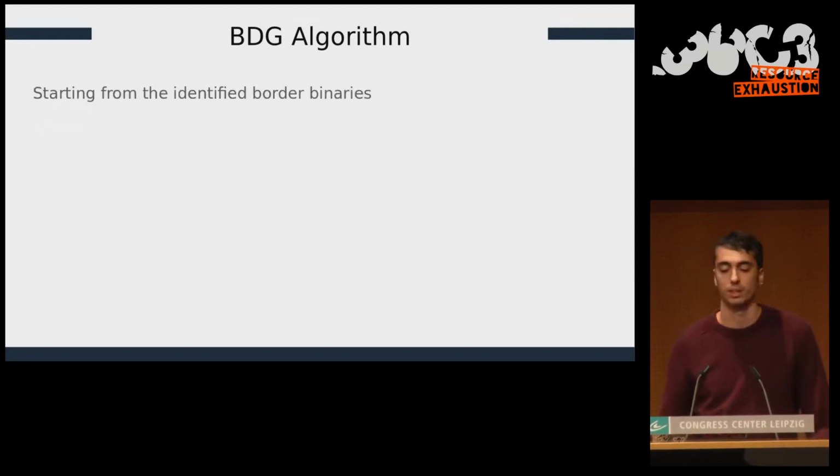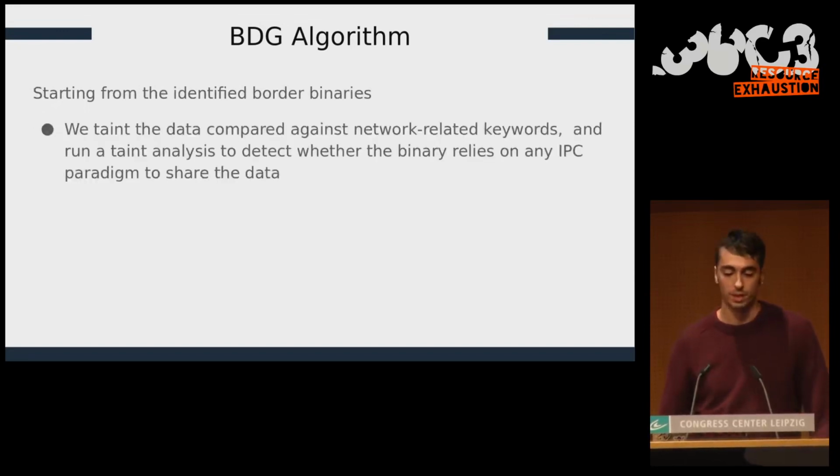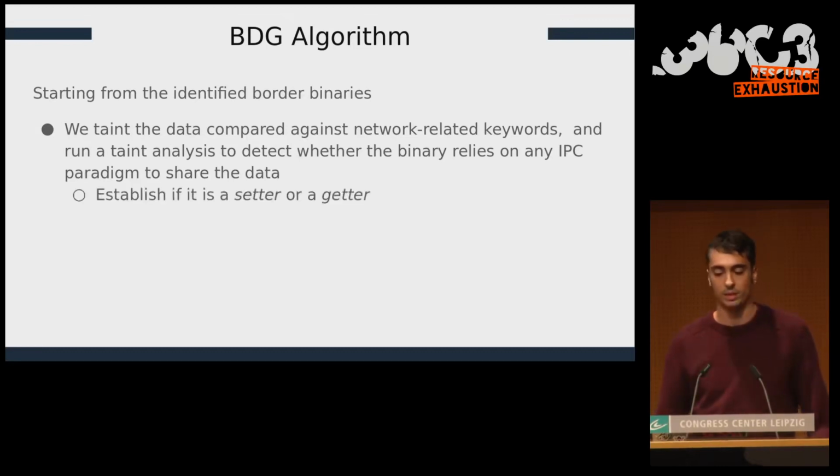So we start from the identified border binaries, and then we taint the data compared against the network-related keywords that we found, and run a static taint analysis to detect whether the binary relies on any IPC paradigm to share the data. If we find that it does, we establish if the binary is a setter or a getter, which means that the binary is either setting the data to be consumed by another binary, or the binary actually gets the data and consumes it.